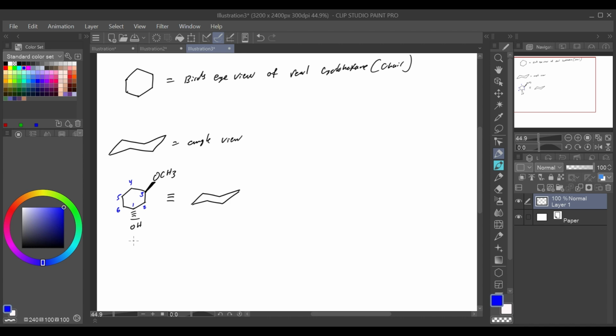Now recall, this hexagon is the bird's eye view of the chair, so anything on the dash bond going away from you like a coward is the down bond in the chair. Your wedge bond coming towards you like James Bond is the up bond on the chair like this. So the OH dash bond is down, the methoxy wedge bond is up, and then let me number on the chair as well so you can follow along. You always need to number your carbon so it's consistent, and then I color code it for you because I'm nice.